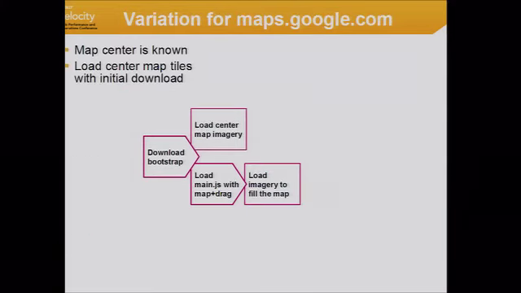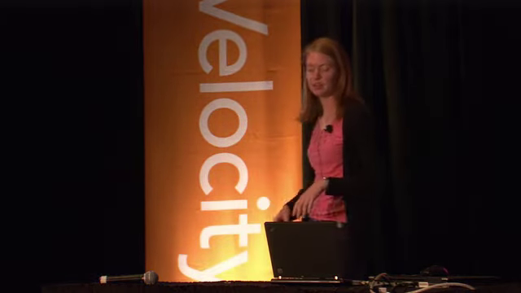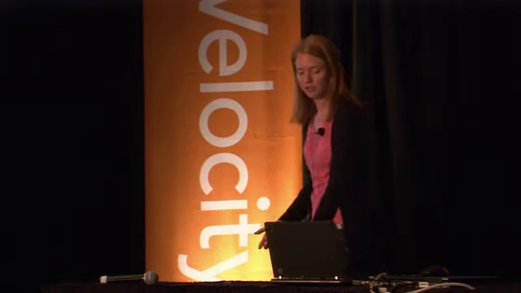So a slight variation that's been used on maps.google.com. We know the center and zoom level of a map on maps.google.com. We know there's a default viewport when you load maps. Because we know that default viewport, we can start sending down the tiles immediately. We don't need to wait for everything to load before we get told the center and the zoom level and the map type. We can just send down the tiles right away. We call this inlining the tiles, but it's also a form of prefetching.